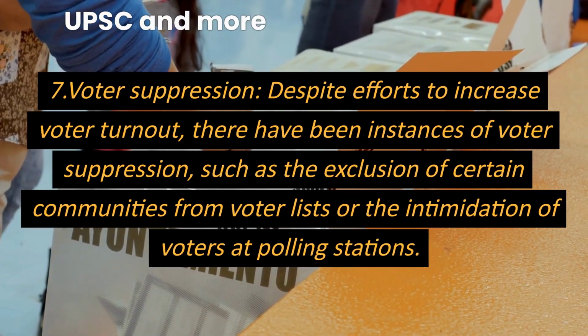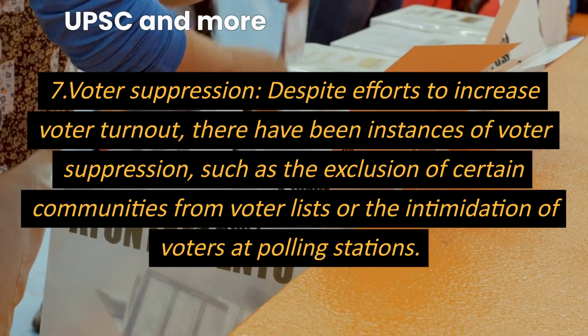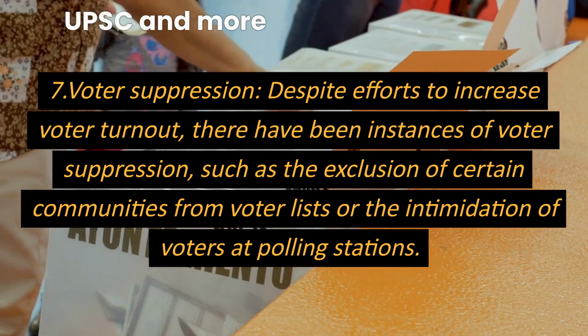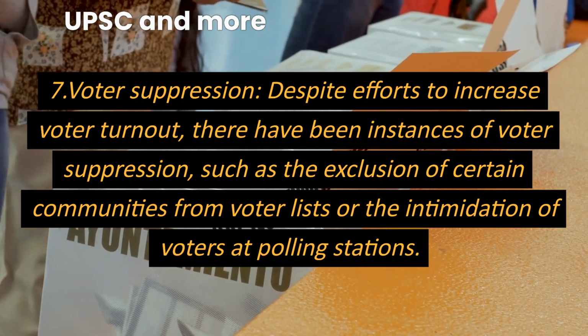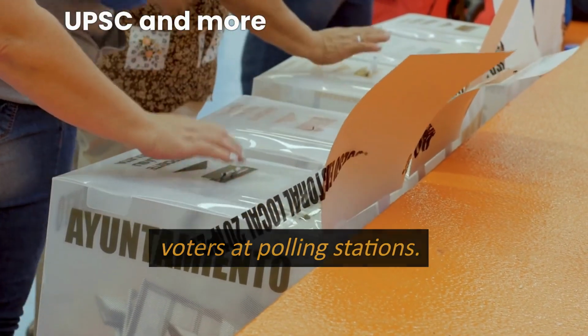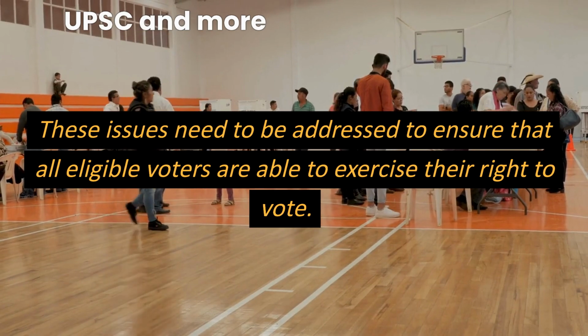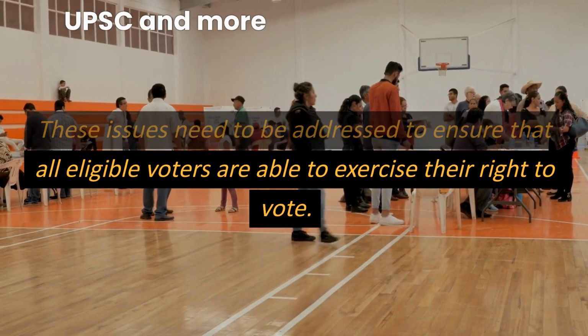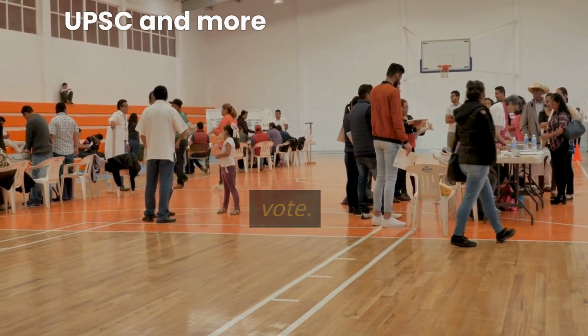7. Voter suppression. Despite efforts to increase voter turnout, there have been instances of voter suppression, such as the exclusion of certain communities from voter lists or the intimidation of voters at polling stations. These issues need to be addressed to ensure that all eligible voters are able to exercise their right to vote.